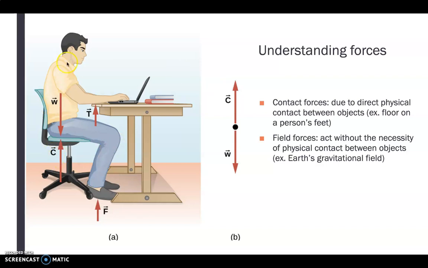Okay, so we have here an example of this guy sitting here. We have a couple of different systems of interest. Say we're interested in just him and the chair. So he is acting on the chair with some weight, W, and the chair is acting back on him with this C force, or this contact force, okay? So we're going to get into a little bit more how to figure out where the forces are and what forces you'll need to label in a few minutes here.